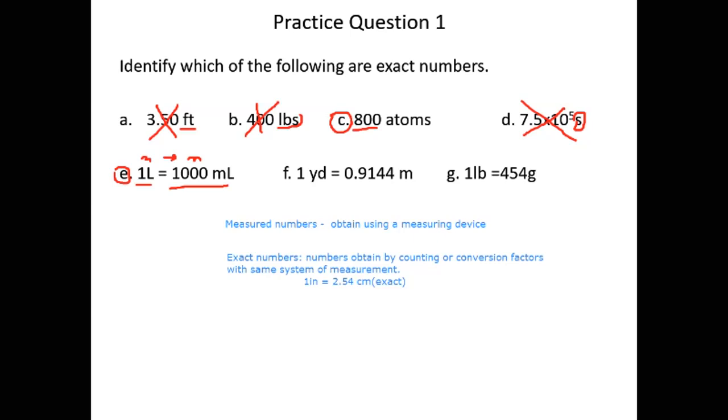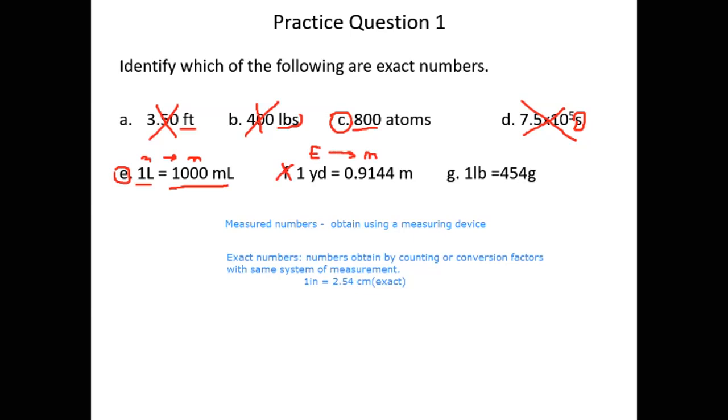Next, we have 1 yard equals 0.9144 meters. A yard is an English unit or standard unit. Meter is a metric unit. So we're going English to metric. This would be a measured number, so this is not exact.